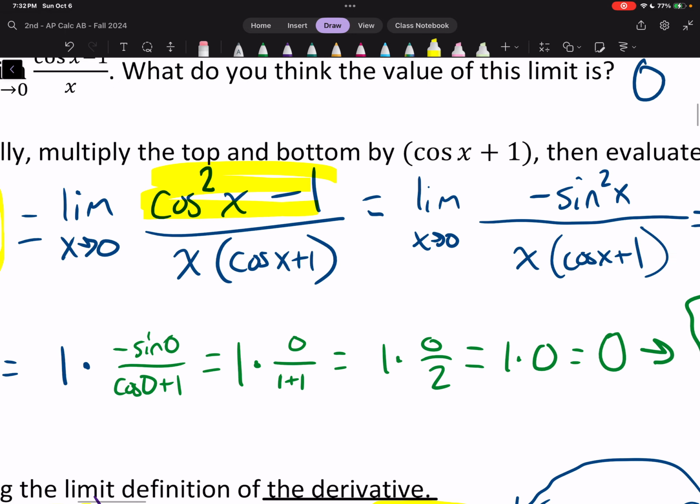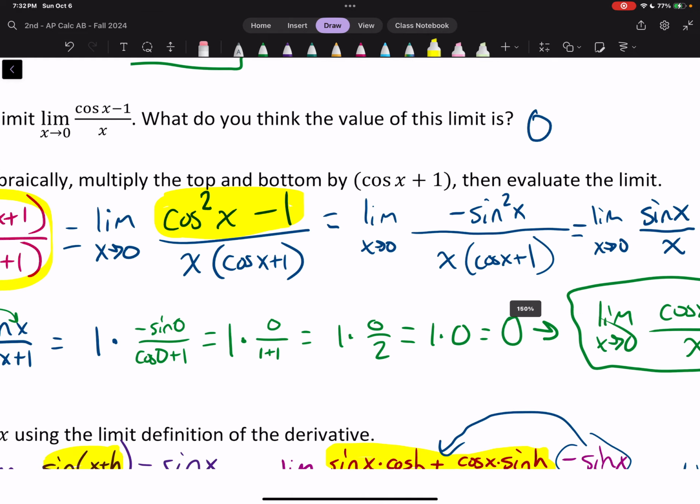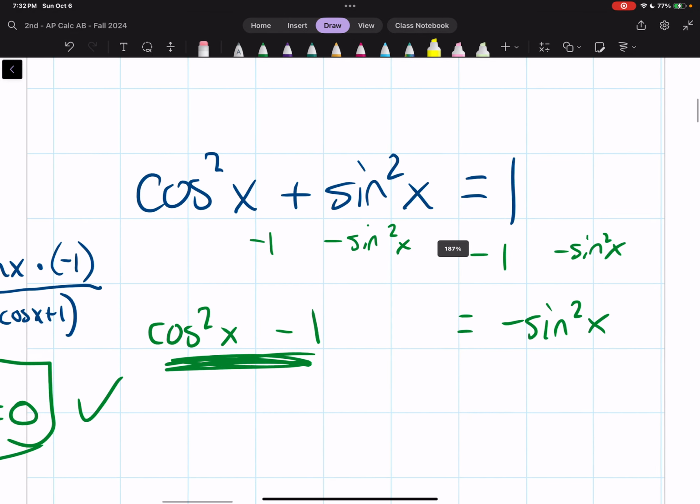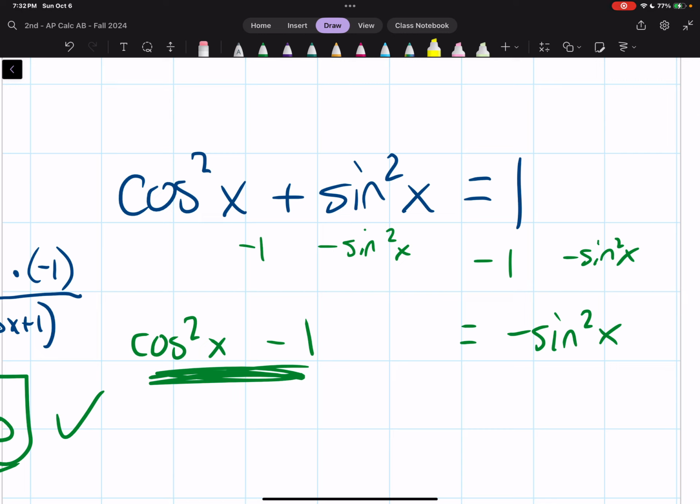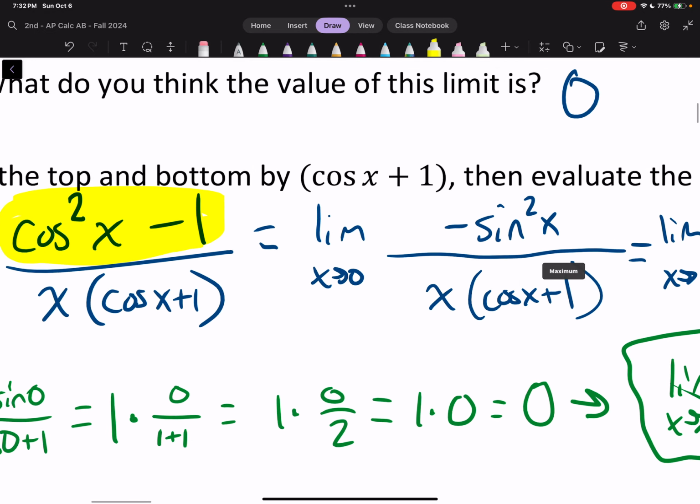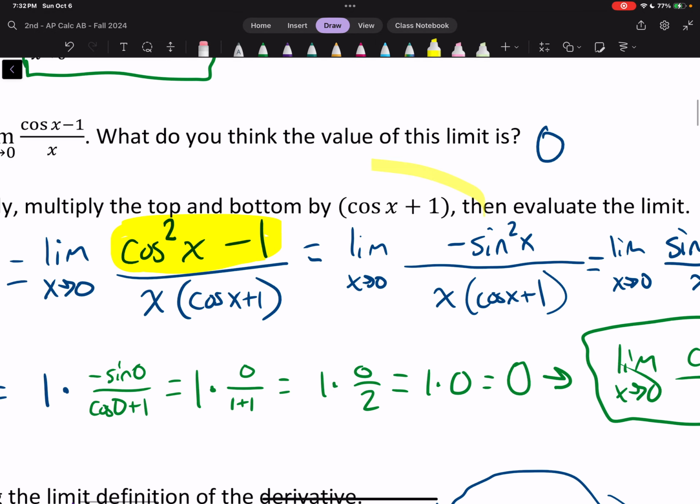And then what we can do is we can say, hey, I remember that this cosine squared of x minus 1, that's two terms of our Pythagorean identity. And so if we refer to our Pythagorean identity and we solve it for cosine squared of x minus 1, then we get that it's equivalent to negative sine squared of x. So we can substitute that negative sine squared of x in place of that cosine squared of x minus 1.